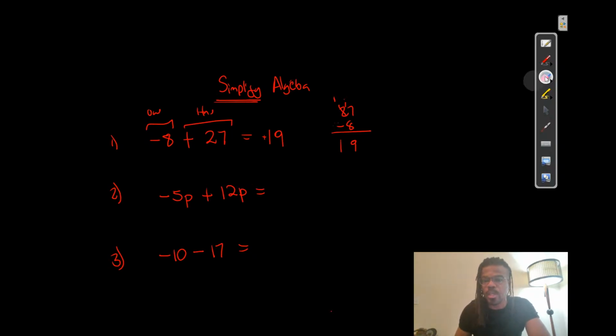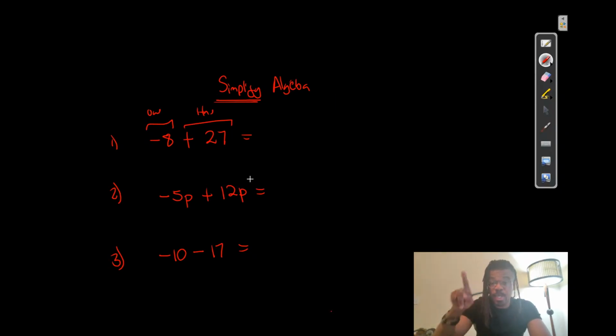Now, if we wanted to do it the quick way, all we have to do is say what? Which number is bigger? 27. What's the sign on him? Positive. So he's going to win the battle. Take the bigger number, subtract the smaller number, and you do the same thing again. And you would have got the same answer of 19. So the logic is to help you figure out what sign you're going to get at the end. That's what the logic is supposed to help you with.